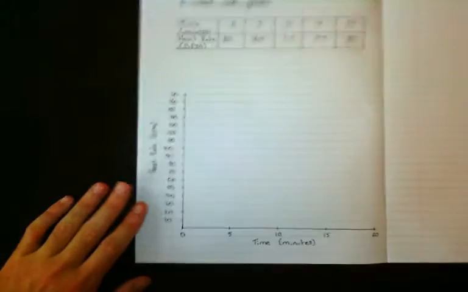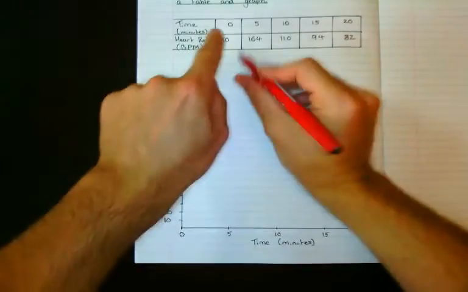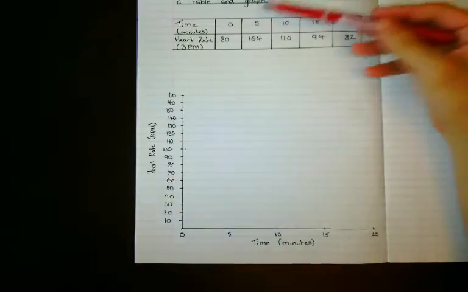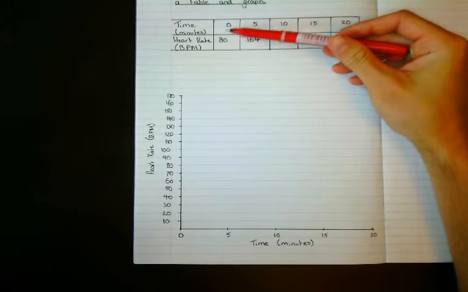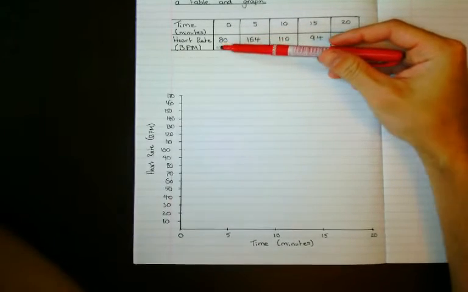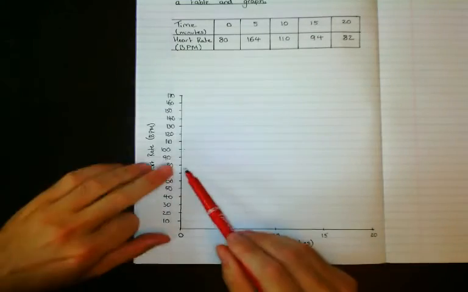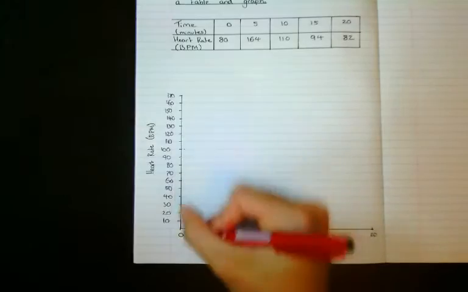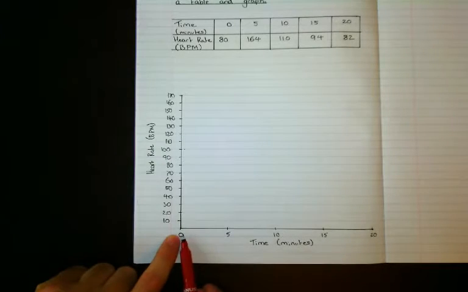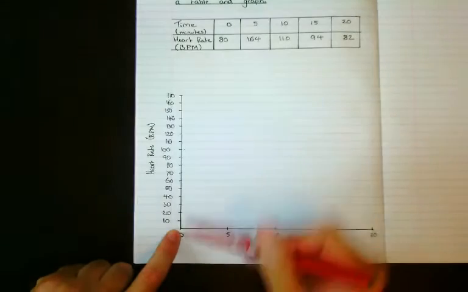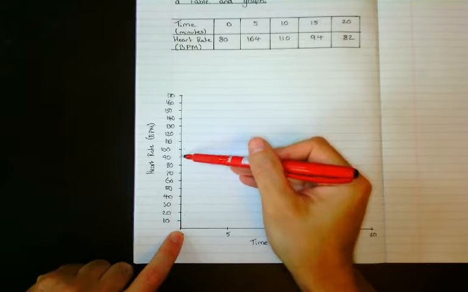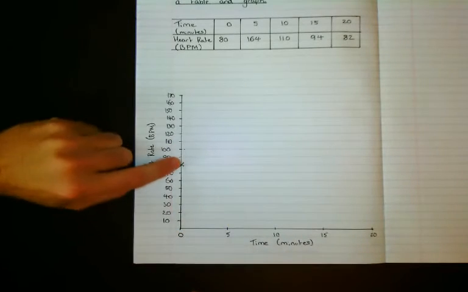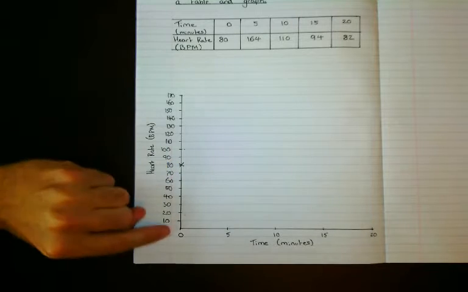Okay, so now I need to transfer the data from the table onto a line graph. At 0 minutes, my heart rate was 80 beats per minute. That's quite easy because it's a multiple of 10, and so there's 80. I'm going to go along the x-axis first, 0 minutes, and then up the y-axis to 80, which is here. And I'm just going to plot on the point where my heart rate was at 0 minutes.